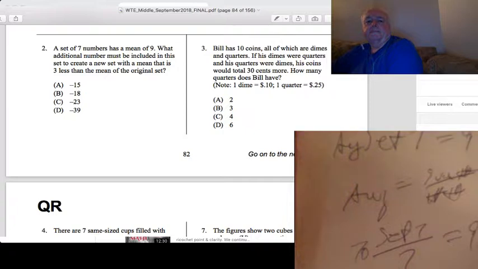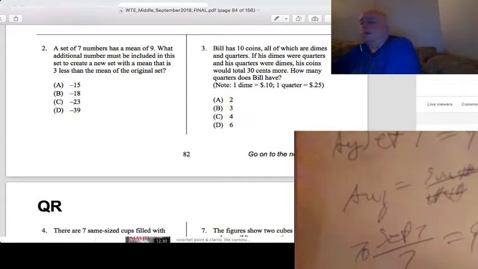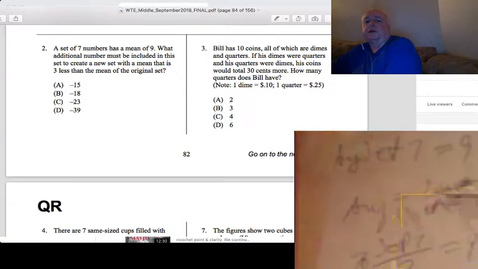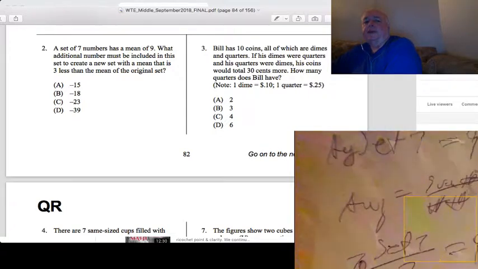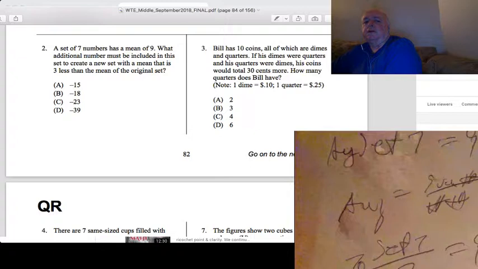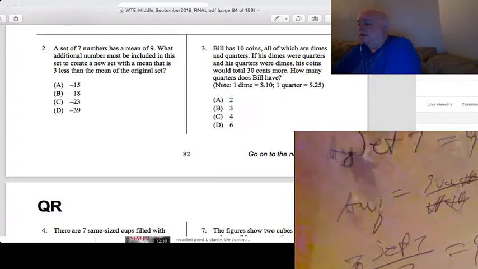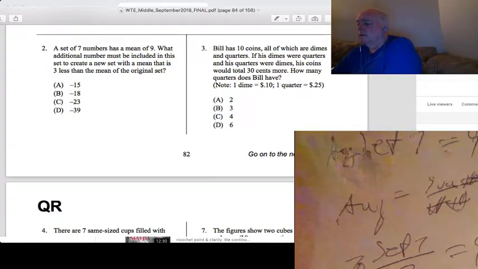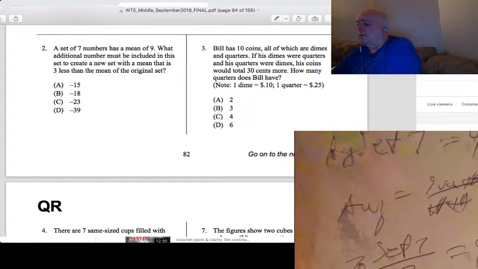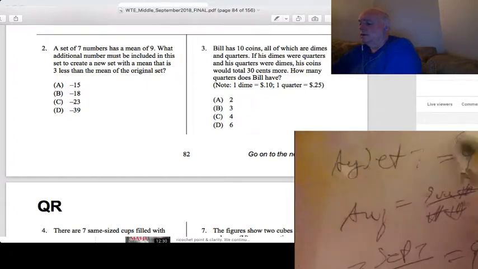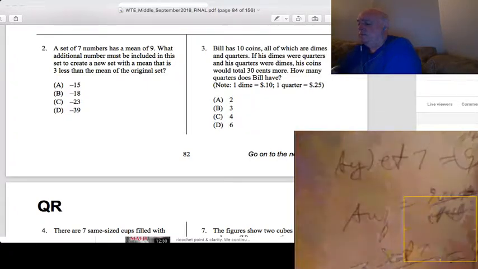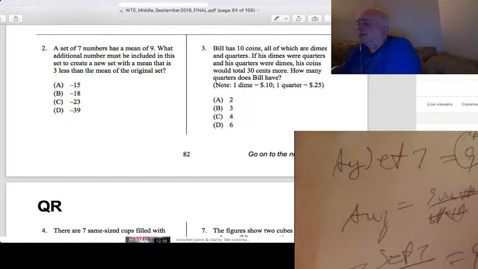Taking it one step at a time, each sentence one at a time. What additional number must be included in the set to create a new set with a mean that is 3 less than the original mean? The original mean was 9, so if we take 3 away, we're looking for a mean of 6. This introduces an 8th number.